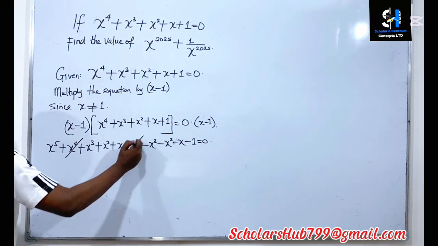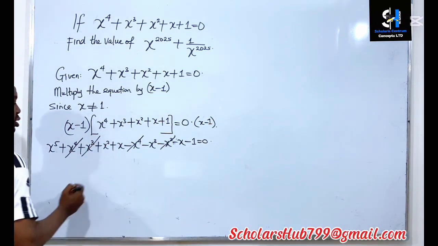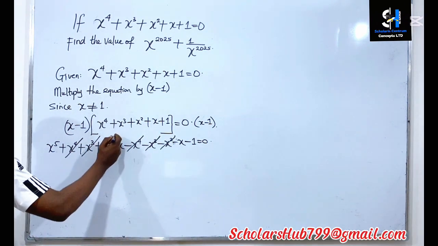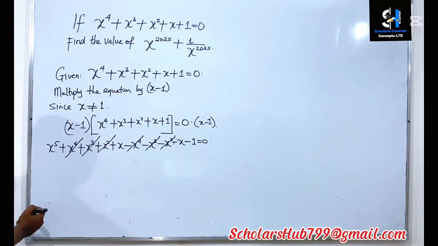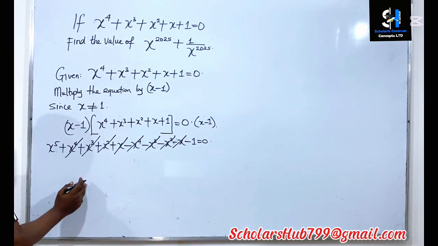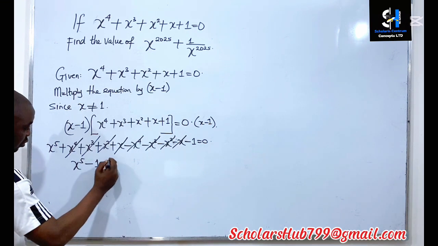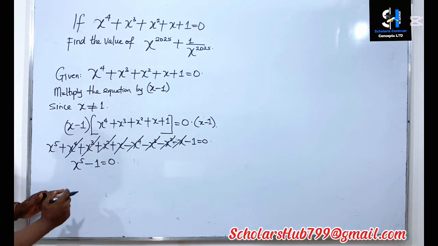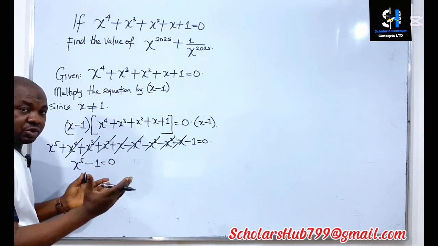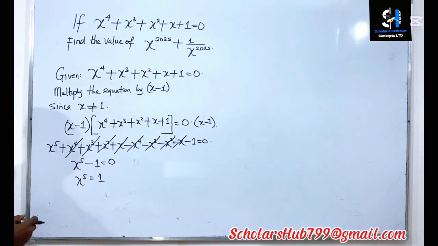So x to the power of 4 minus x to the power of 4, that will be 0. x cubed minus x cubed, that will be 0. x squared minus x squared, that will be 0. x minus x, that will be 0. So we'll be left with x raised to the power of 5 minus 1 equals 0, which means I can solve for x raised to the power of 5. So this will be x raised to the power of 5 equals 1.